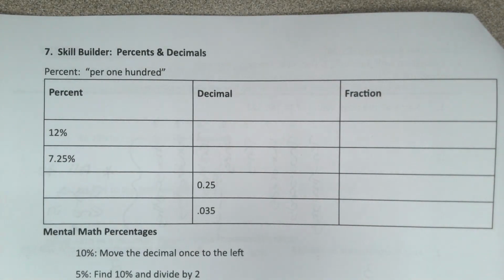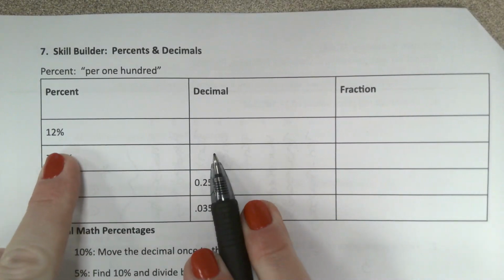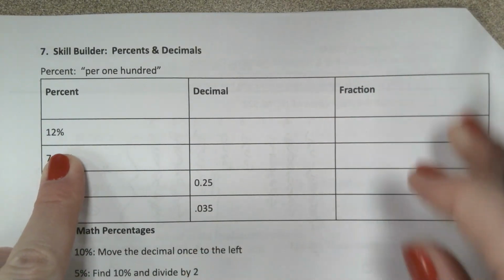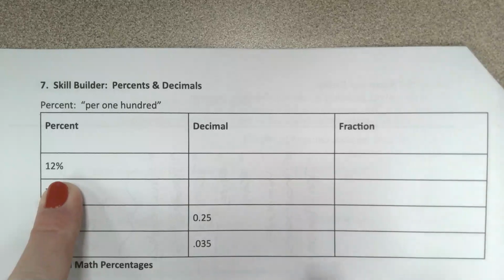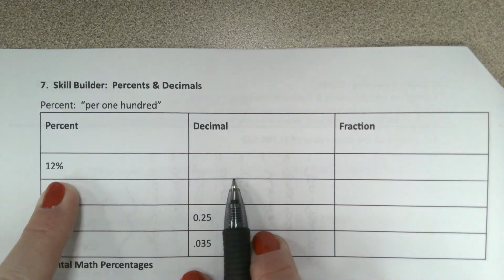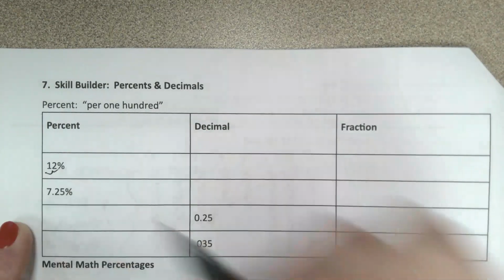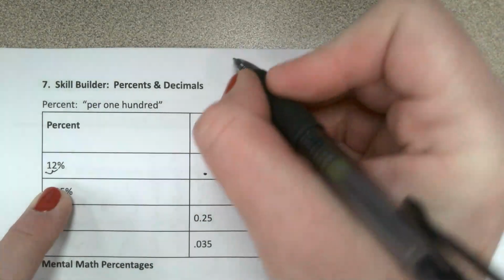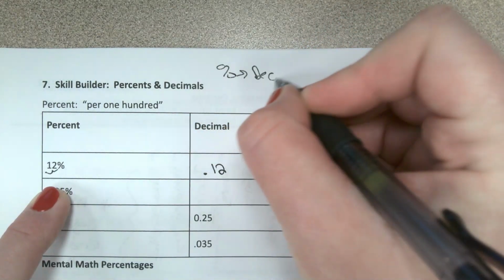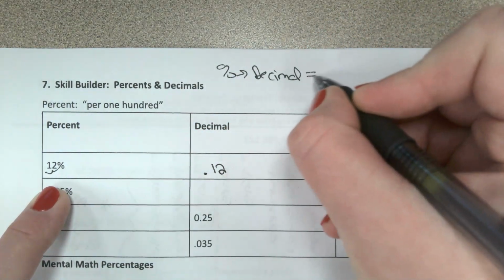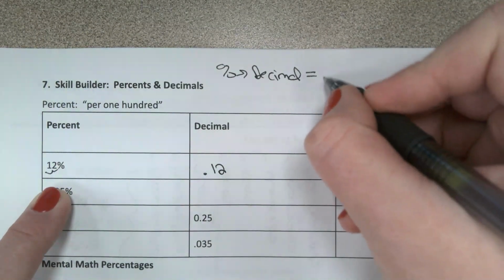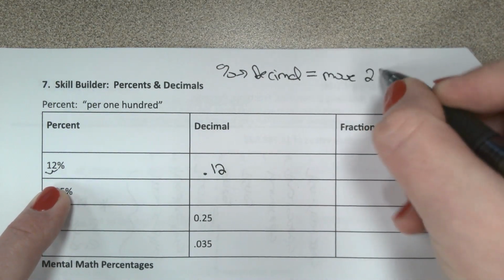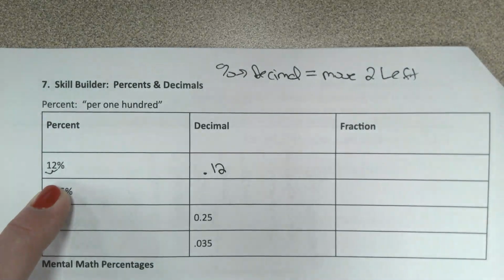We would like to be able to move between percents, decimals, and fractions fluently. All right, so we're going to take our percent, we're going to change it to a decimal, and then we're going to change it to a fraction. So if I want to go from a percent to a decimal, you just move the decimal 2 places to the left, and that's the same thing as 0.12. So percent to decimal means move it 2 to the left.